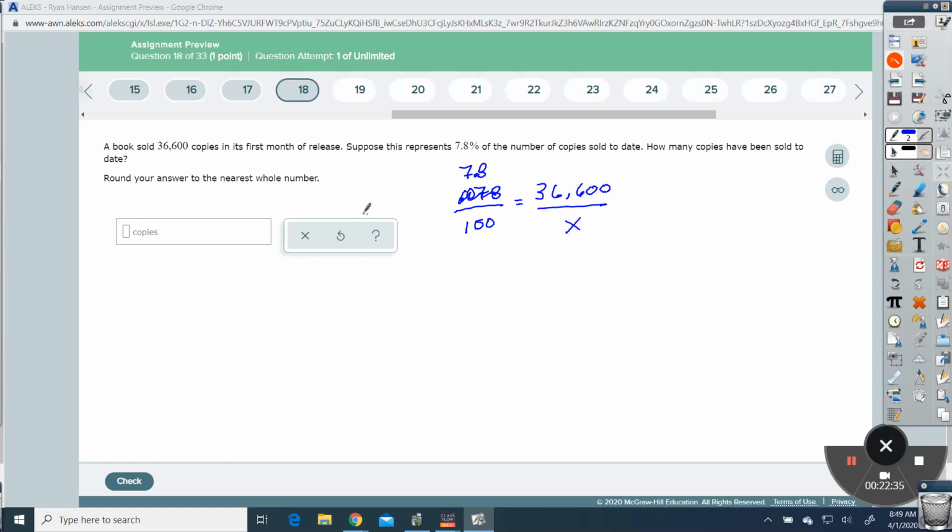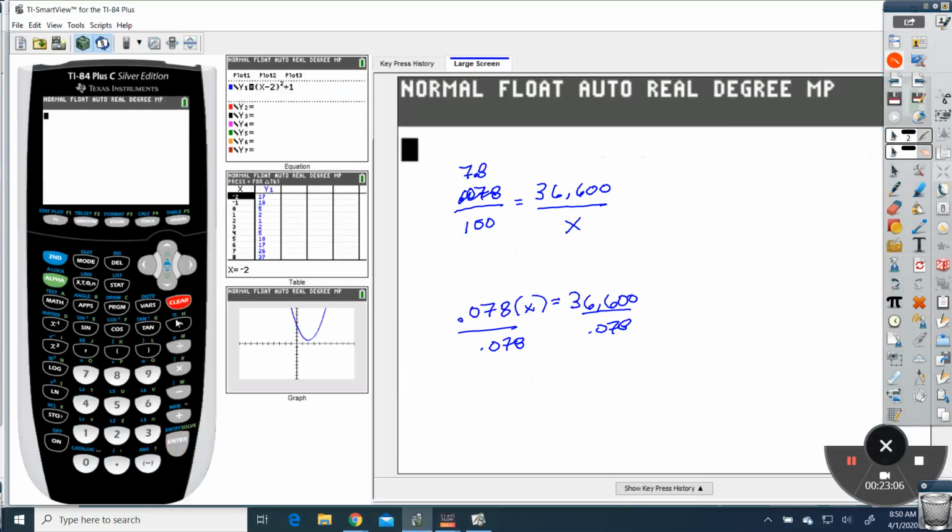The other way is to say 7.8% of what number is 36,600. So that's just another way to look at it. And then you divide this by 0.078. So that's what you would do on that problem. So let's go to our calculator. 36,600 divided by 0.078.